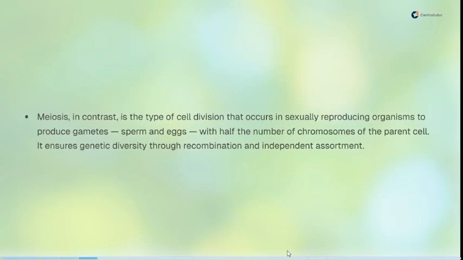So now let's see what meiosis is. Meiosis is the opposite, or, I don't know what I'll call it, but it's the other version of cell division. It is a type of cell division that occurs in sexually reproducing organisms. So it happens only in sexually reproducing organisms to produce gametes, that's stuff like the sperm and the egg from humans and animals, with half the number of chromosomes of the parent cells.